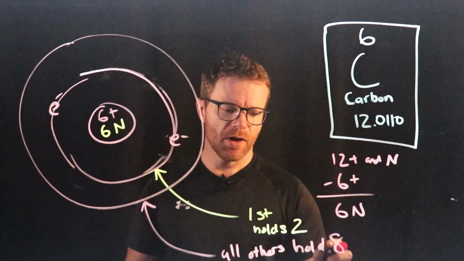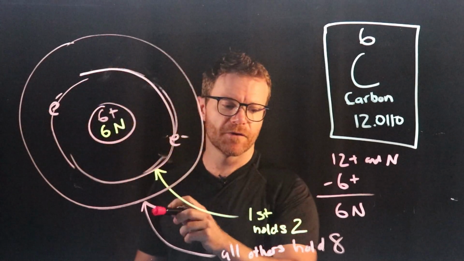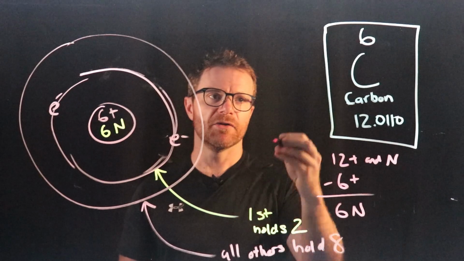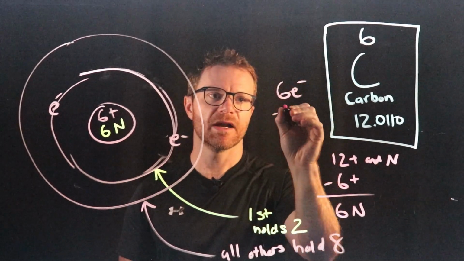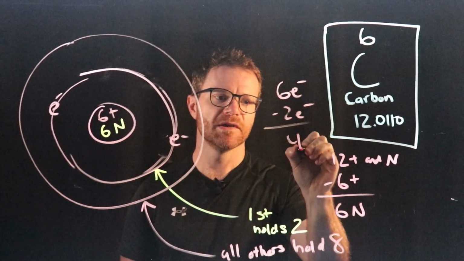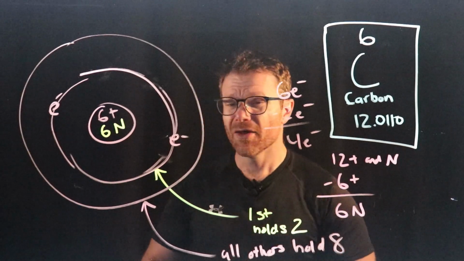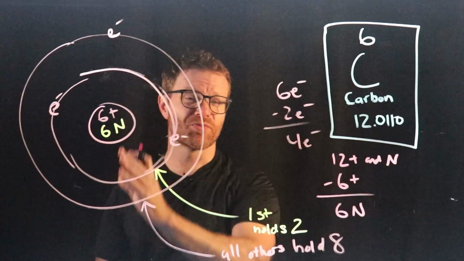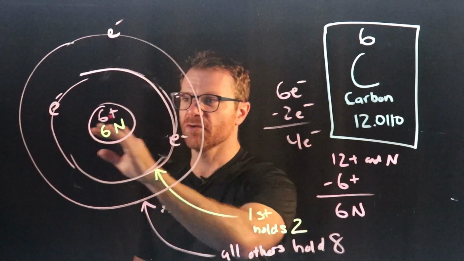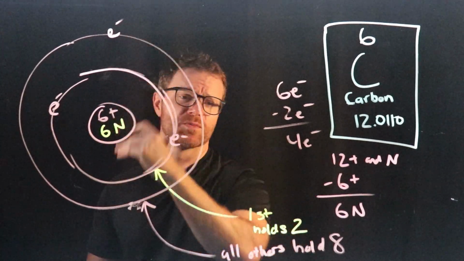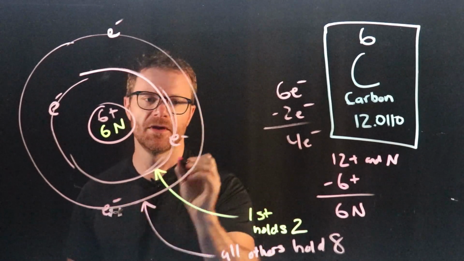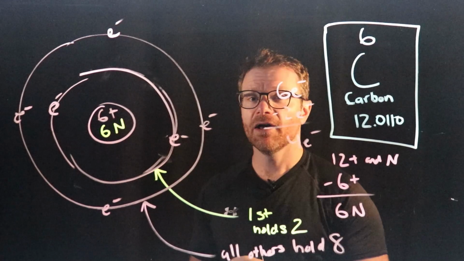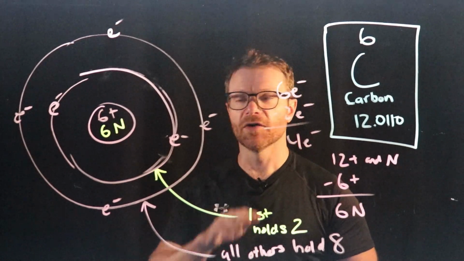Okay, so all other orbitals after the first can hold 8, but I've already put 2 in, right? So if I had 6 electrons and I put 2 in the first energy level, that means I have 4 electrons remaining. And remember, these electrons are negative, so if I have 4 electrons, I want to spread them out equally around this second orbital. And so I might just put them at compass directions, north, south, east and west. And now I have my completed Bohr diagram of a carbon atom.